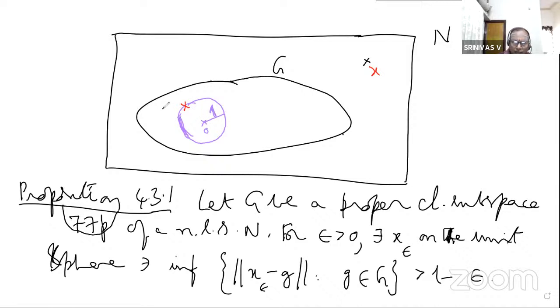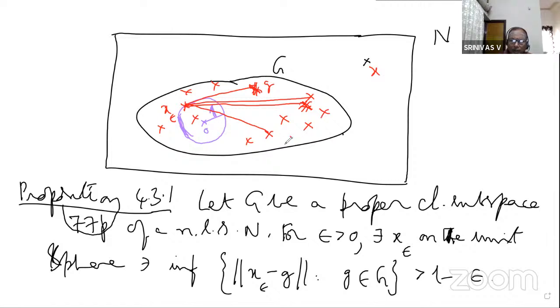On the surface, there will be an element x epsilon such that if you take any small g from big G, you look at the distances between these elements and x epsilon. As small g varies in G, from small g to x epsilon, the distance is the norm of that difference. This norm is the distance between x epsilon and G. You'll get so many values. Out of all the lengths of these line segments, you take the infimum. That infimum will be greater than 1 minus epsilon.